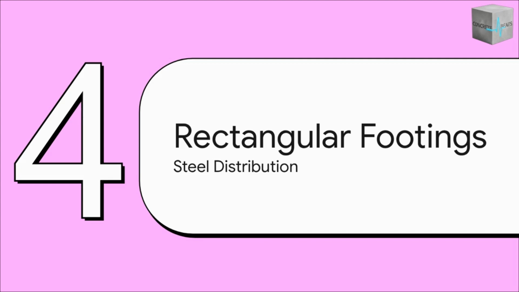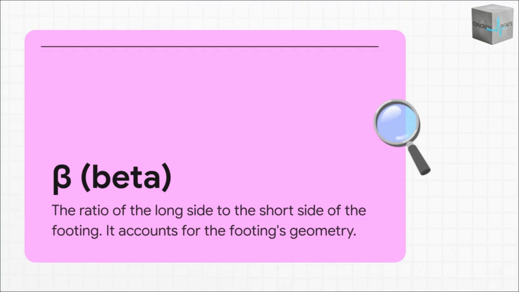How do you properly distribute the rebar in a rectangular footing? Because it's not square, the stresses aren't even, and the code has a specific rule to deal with this. The key to this whole thing is a really simple ratio called beta. All it is, is the length of the long side of the footing divided by the length of the short side.